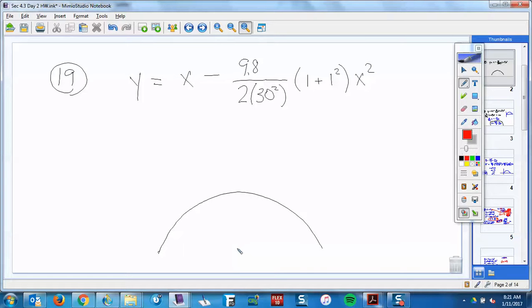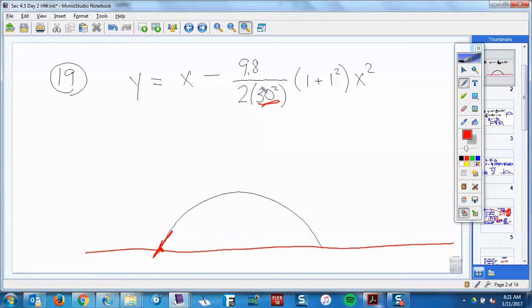So for 19, I just plugged in the numbers they said. You've got 30 as your initial velocity, and you're going to kick a football. Here's the ground. Let's say the football's on a tee right here, and we're going to kick it. We're going to go 30, what was it, meters, feet? What 30 units? Meters per second. So we're going to go 30 meters per second. We're going to kick it at a slope of 1, which in angles is 45 degrees. So we're going to kick it at a 45-degree angle.